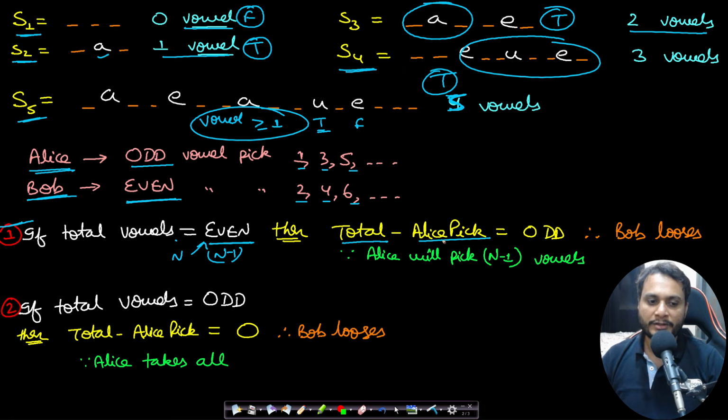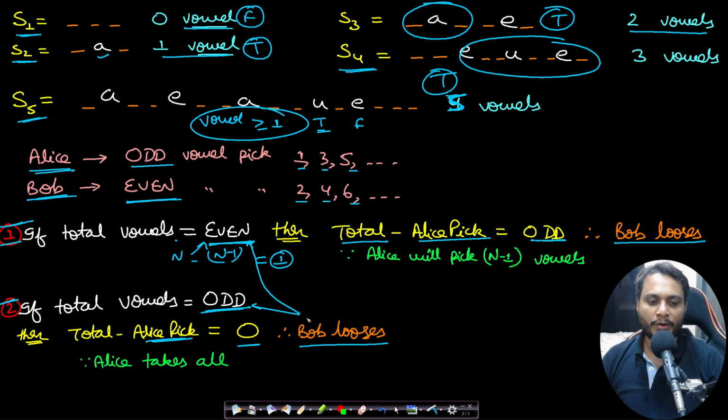Then how many vowels will be left? Only one vowel will be left, which is an odd number. And so Bob will always lose in such a case. So in case 1 where total vowels are even, Bob will always lose. And what happens if total vowels are odd? If total vowels are odd, then Alice will always pick all the vowels. Then we will be left with zero vowels, and so Bob will always lose. So Bob always loses no matter if the count of vowels is even or odd.